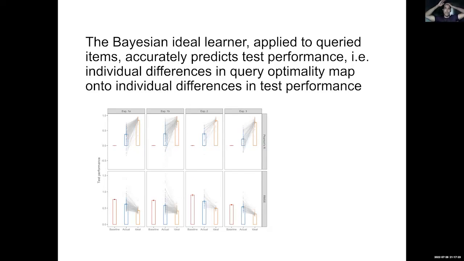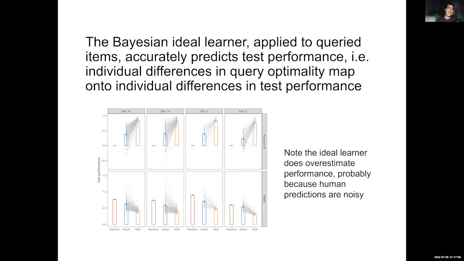Well, I don't have too much time, so I won't get into too much detail. But what we essentially see here is that if we take our Bayesian ideal learning model and apply it to the query sets that people generate, we can use that model to predict test performance. In other words, individual differences in query optimality map into individual differences in test performance. If you generate a search sequence that is similarity driven, that has low Bayesian de-optimality, well, an ideal Bayesian learner will have a hard time using that sequence to make predictions in the test phase.